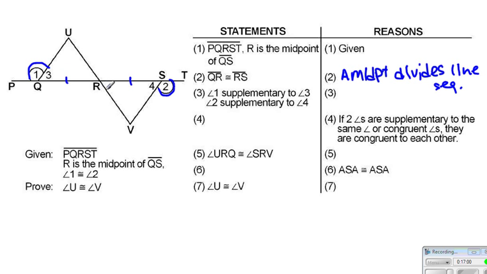Now number 3, supplementary. Angles 1 and 3 are supplementary, and then 2 and 4 are supplementary. We can call it a linear pair, meaning these are a pair of angles which make up a straight line, hence the name linear pair. If two angles are supplementary to the same angle or congruent angles, they are congruent to each other. In this case, we must be looking at angle number 3 must be congruent to angle number 4.